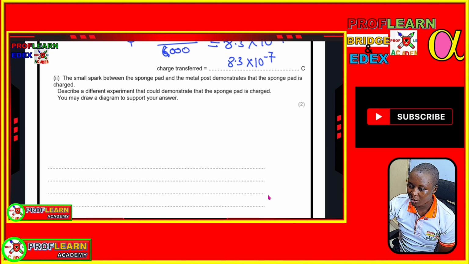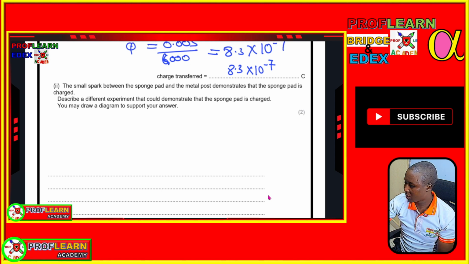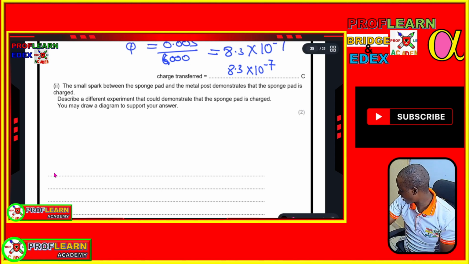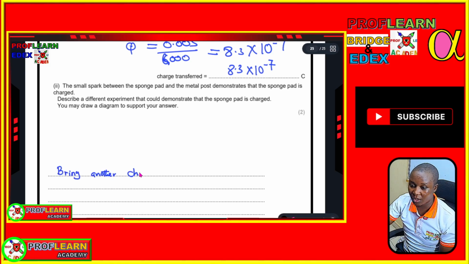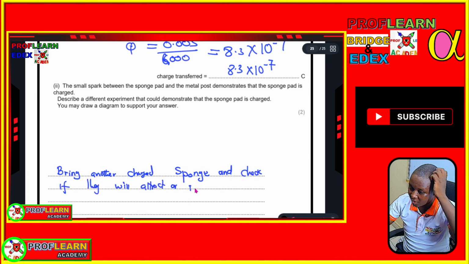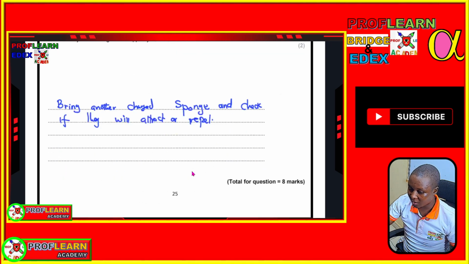There are different ways you can determine whether the sponge has a charge: either by using repulsion or by using attraction. If you bring another charged sponge, you check whether there is attraction or repulsion.